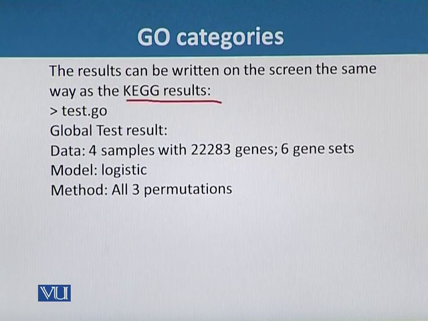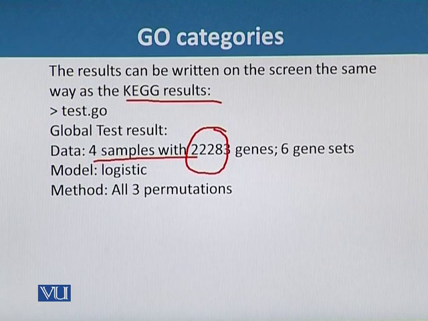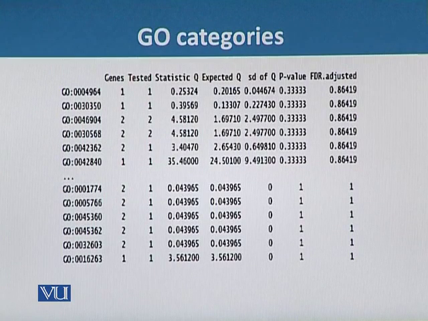As we have seen in the previous slide, we have the data of 4 samples, the same number of genes, 22,283, and they are divided into 6 gene sets, and we use all the 3 permutations. So this is the data obtained for the GO categories test, and it is exactly the same data as we have obtained for the previous KEGG pathway.